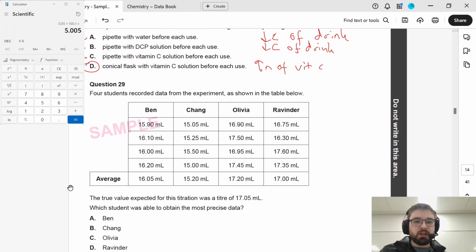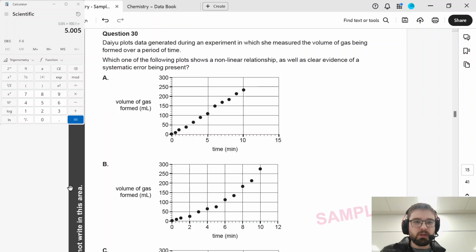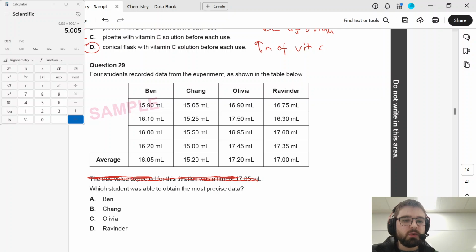Four students recorded data from the experiment. Wow, they're really not making me do calculations. Okay. The true value expected for this titration was a titer of 17.05 mils. Which student was able to obtain the most precise data? So this is just a complete red herring. That's for accuracy. You don't need that. Which one is the most precise? So basically, who has the most similar values amongst all of their results?